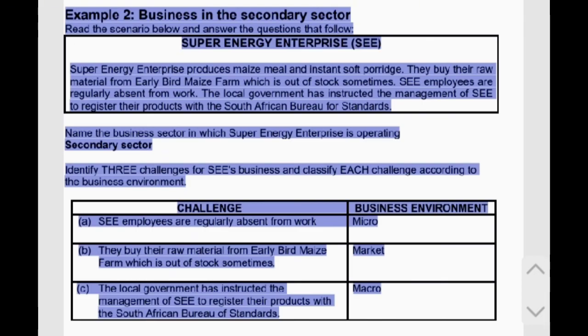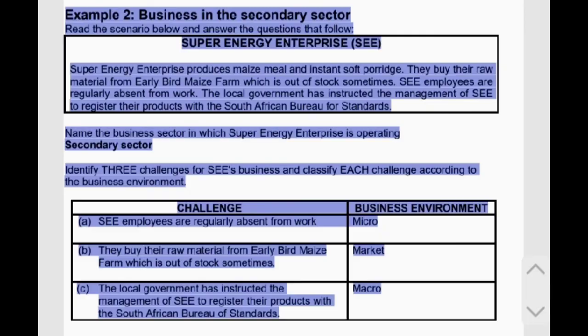Challenge number 2, they buy their raw material from Elevate Maize Farm, which is out of stock sometimes. That's a challenge. Where? In the market. They have what? Limited control or less control. The last challenge, the local government has instructed the management of SEE to register their product with the South African Bureau of Standards. That's what? Macro. They do not do what? They do not have control at all.